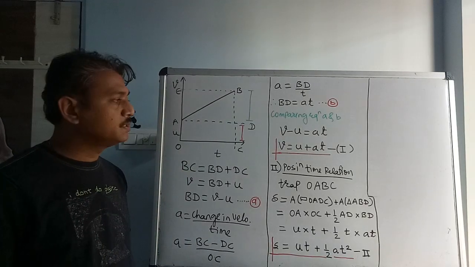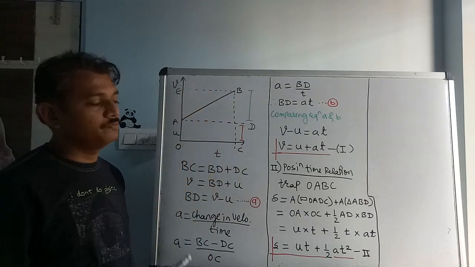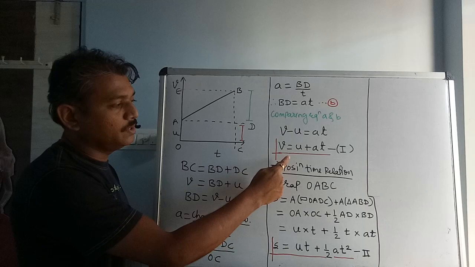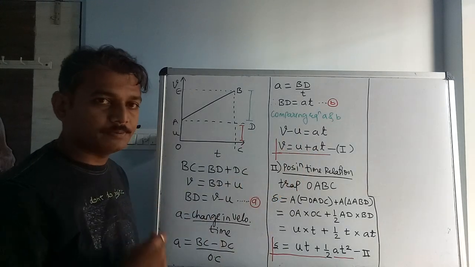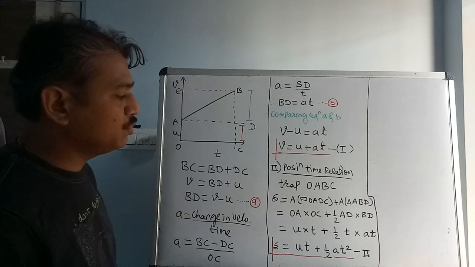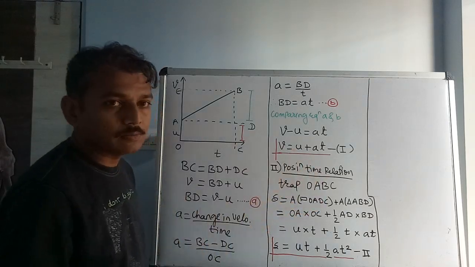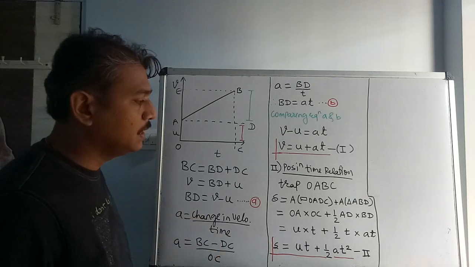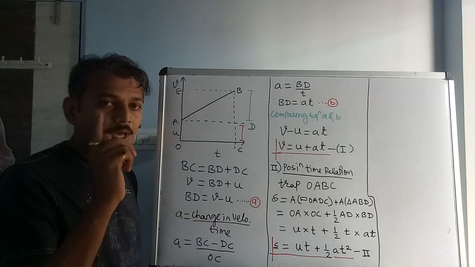First equation was velocity time relation, which we started from here, and we got the first equation as V is equal to U plus AT. This is the first equation of motion. Second equation of motion says position time relation. Position means the place, that is the distance. That's why it starts from S.